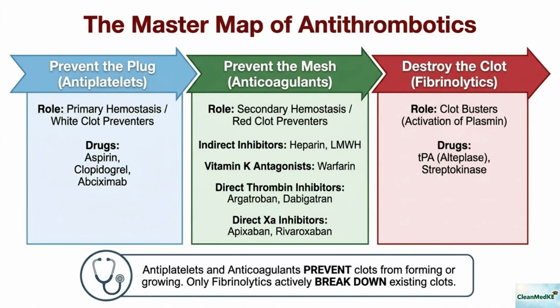Finally, here is our master map. We prevent the plug with antiplatelets like aspirin. We prevent the mesh with anticoagulants like heparin, warfarin, and the newer direct Xa inhibitors. Crucially, remember that these two classes only prevent clots. Only fibrinolytics, the clot busters like tPA, actively break down an existing clot.